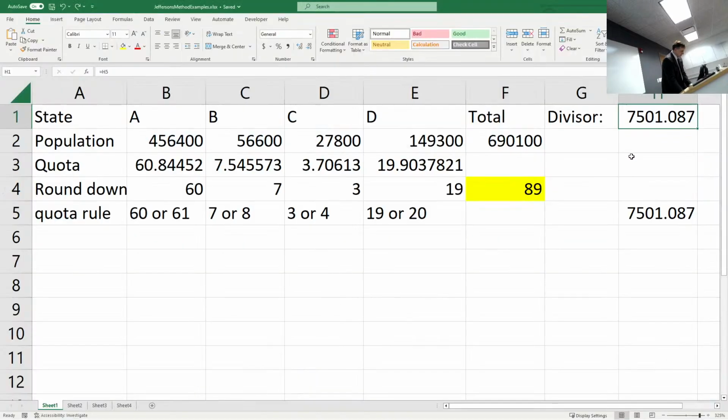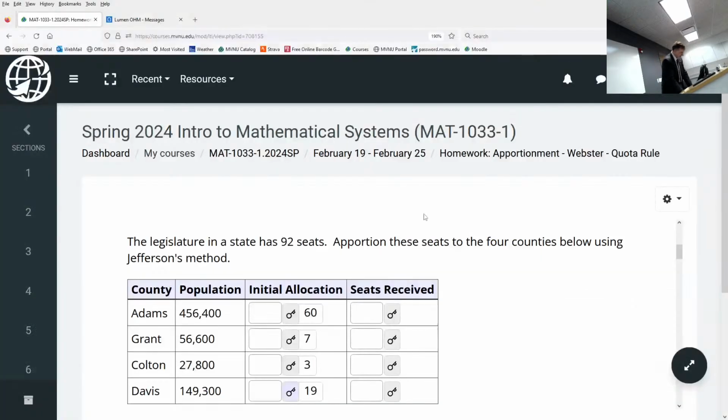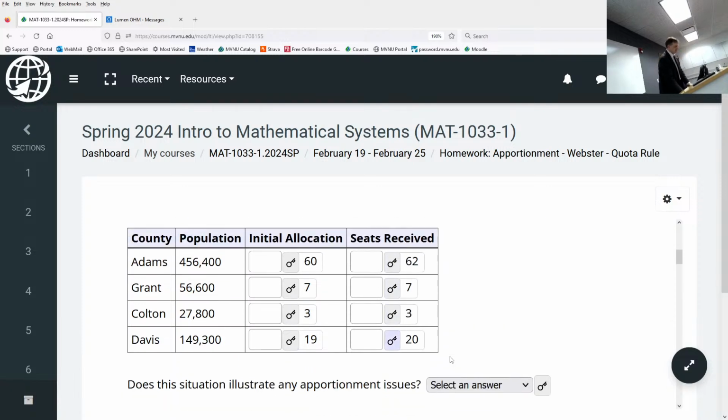And then, how do I do redo? There it is. The actual Jefferson's method, you would change your divisor until you get things to work out. And we have 62, 7, 3, and 20. So 62, 7, 3, and 20. I'm just clicking the little key there because I know I'm right.